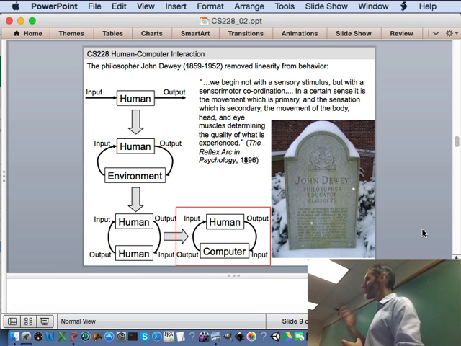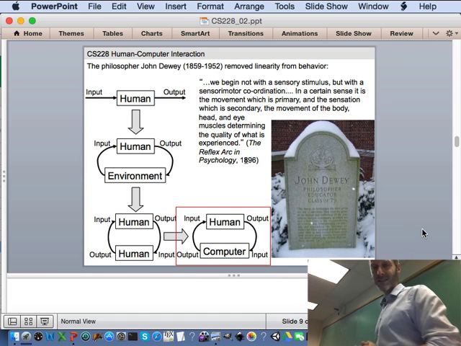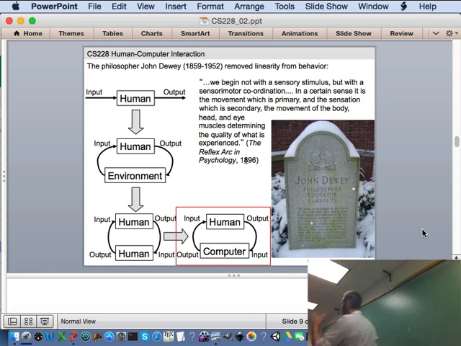And one of the cornerstones of his thinking about philosophy and also about the philosophy of education was that students should not sit passively and receive information. Unfortunately, that's still what happens most of the time. Dewey argued that we are not passive entities. So we do not begin thinking with a sensory stimulus. We're not sitting there waiting for sensory input, but rather we have a continuous feedback loop with the environment, right?